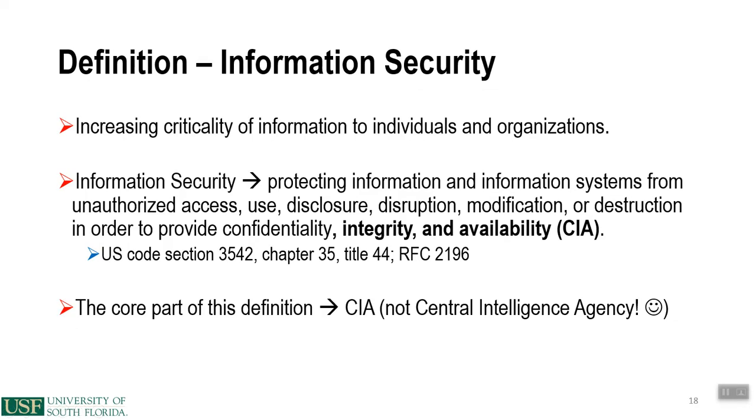So information security, cybersecurity, is of increasing criticality to individuals and organizations. If we had to define it, information security is protecting information and information systems from unauthorized access, use, disclosure, disruption, modification, or destruction in order to provide confidentiality, integrity, and availability, CIA. This definition will continuously be brought up in the quizzes and the assignments and so on, so you really have to know it inside and out.